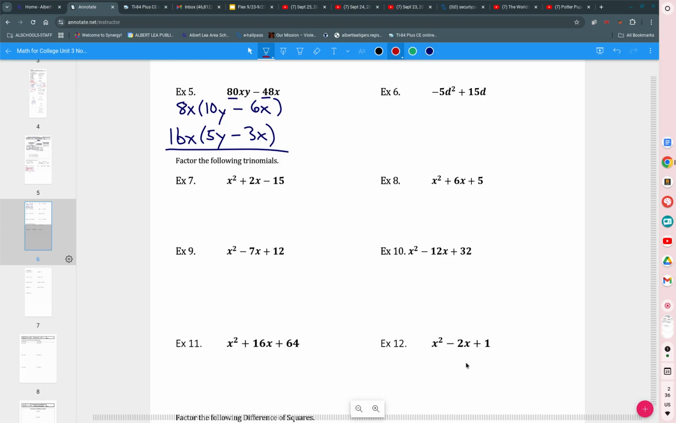Then finally, in this example, if you have a negative in your lead term, you should start by taking out that negative as well as the rest of the common factor. So I'm going to factor out a negative 5d. And notice how it's going to switch this negative 5d squared to a positive d. And then the positive 15d is going to switch to a negative 3.